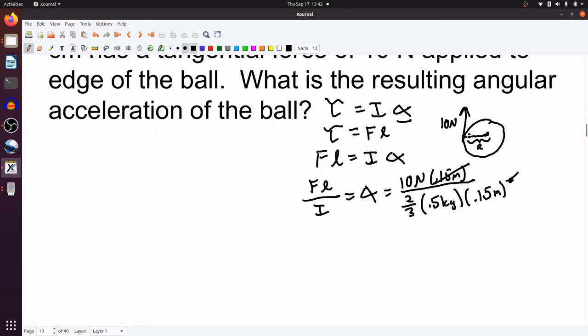Sorry, radians per second squared. I see what you're saying. All right, yeah, radians per second squared. So this is a way that we can use Newton's rotational law to calculate angular acceleration based off of a force on the edge of a ball, or there's all sorts of scenarios we can do with this. But this is the key reason why we need rotational inertia, because otherwise we would not know the angular acceleration of said ball.